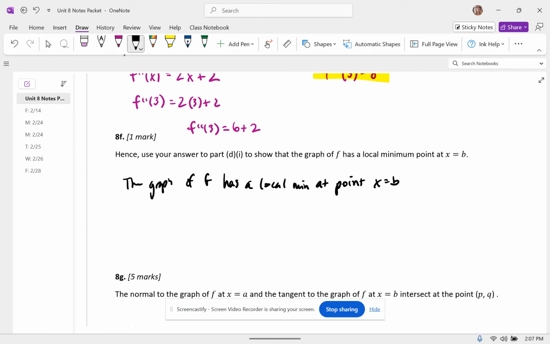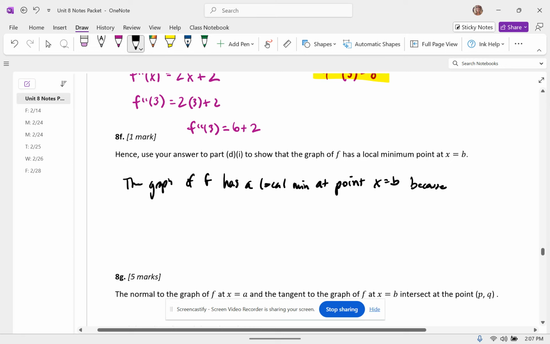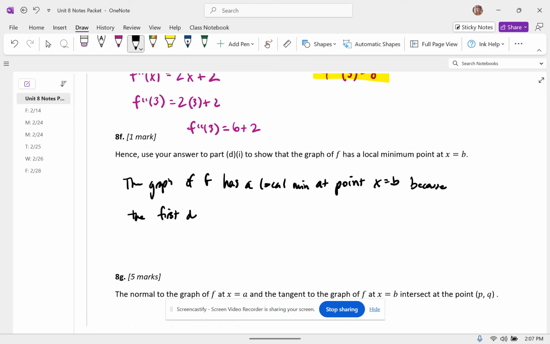So the graph of f has a local min at the point x equals b because, what did you guys write here? What are some good answers? What did you write? Because the sign changes from negative to positive. Yay!